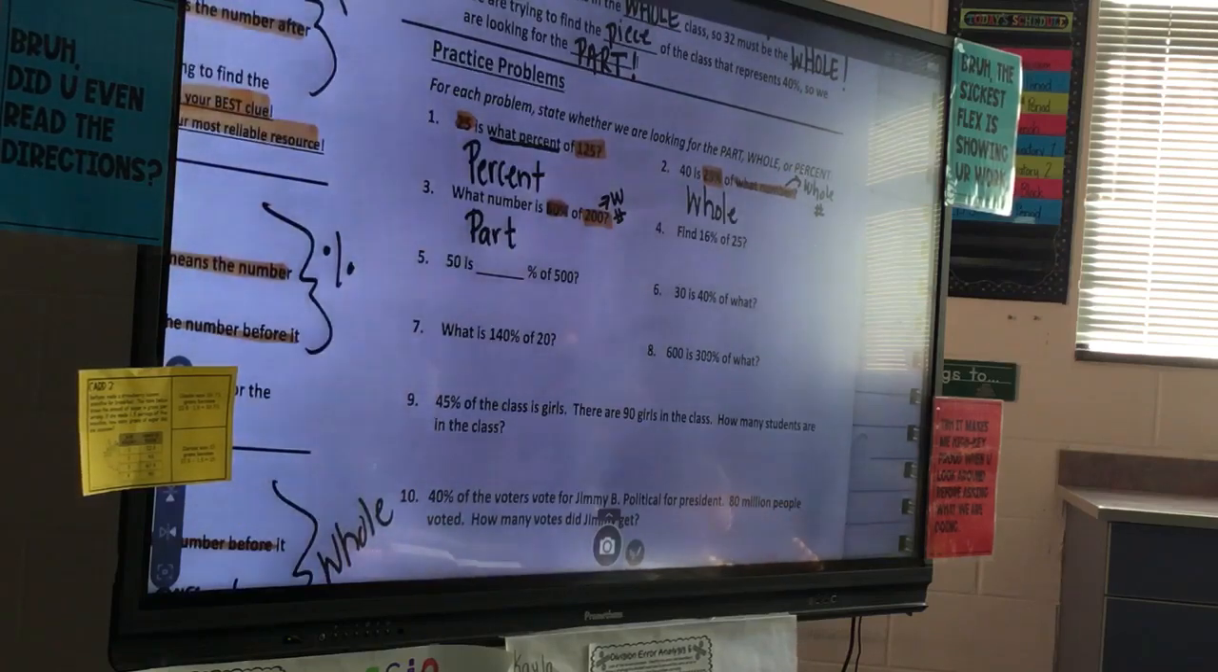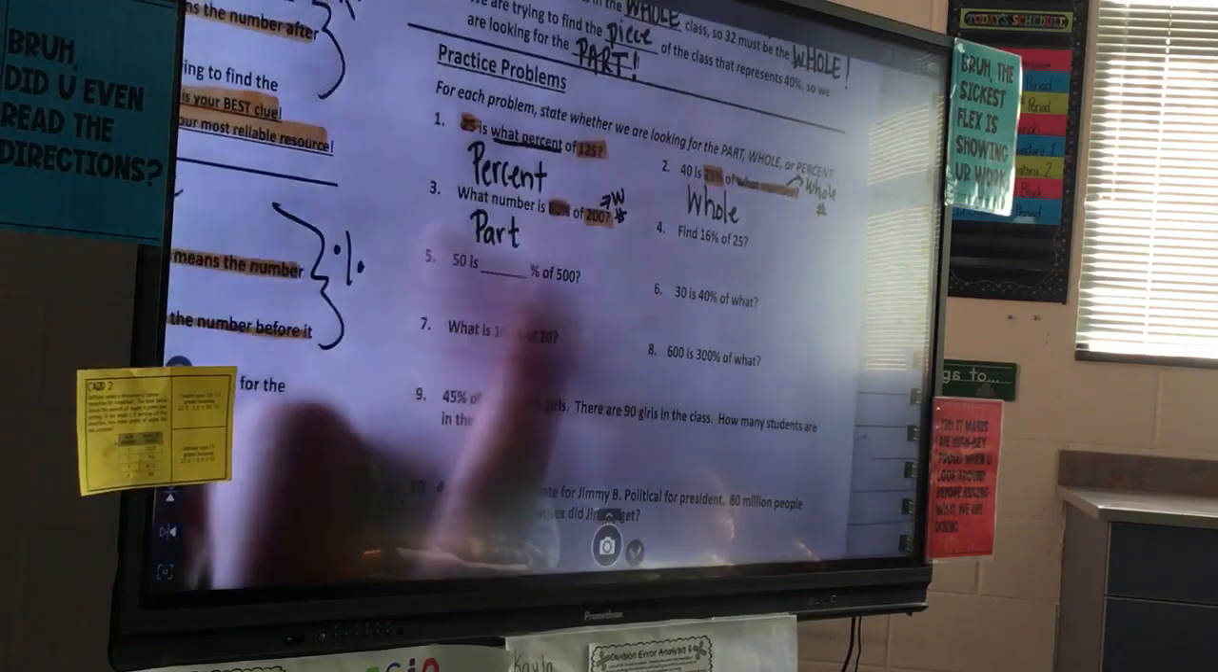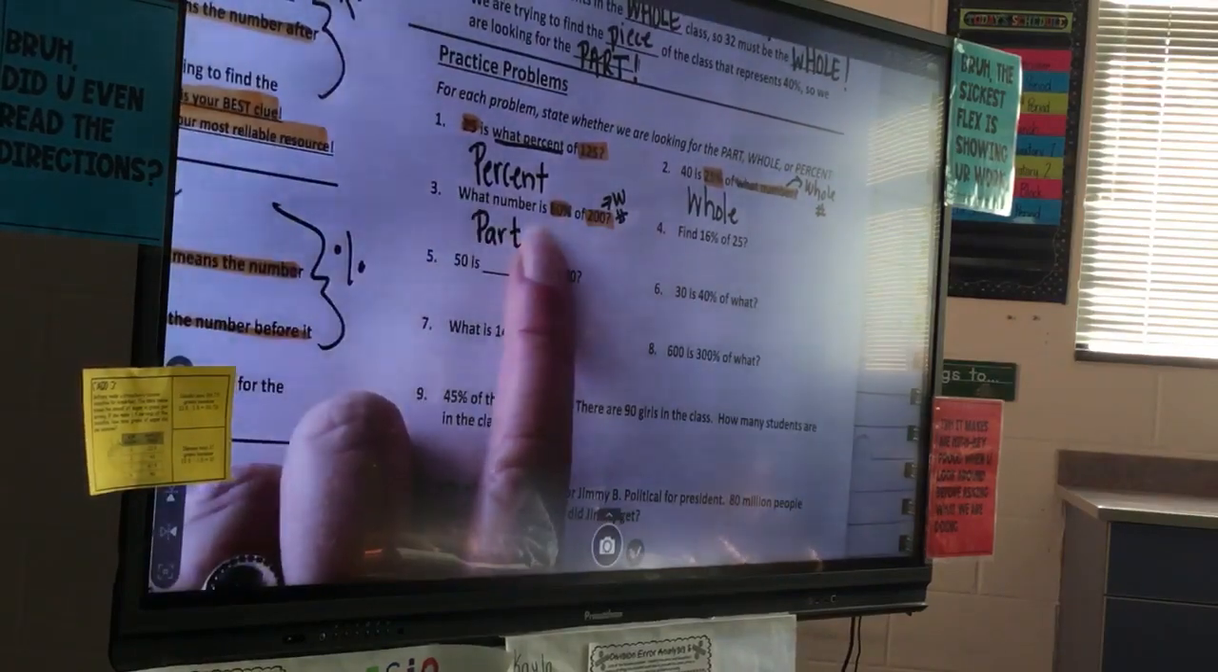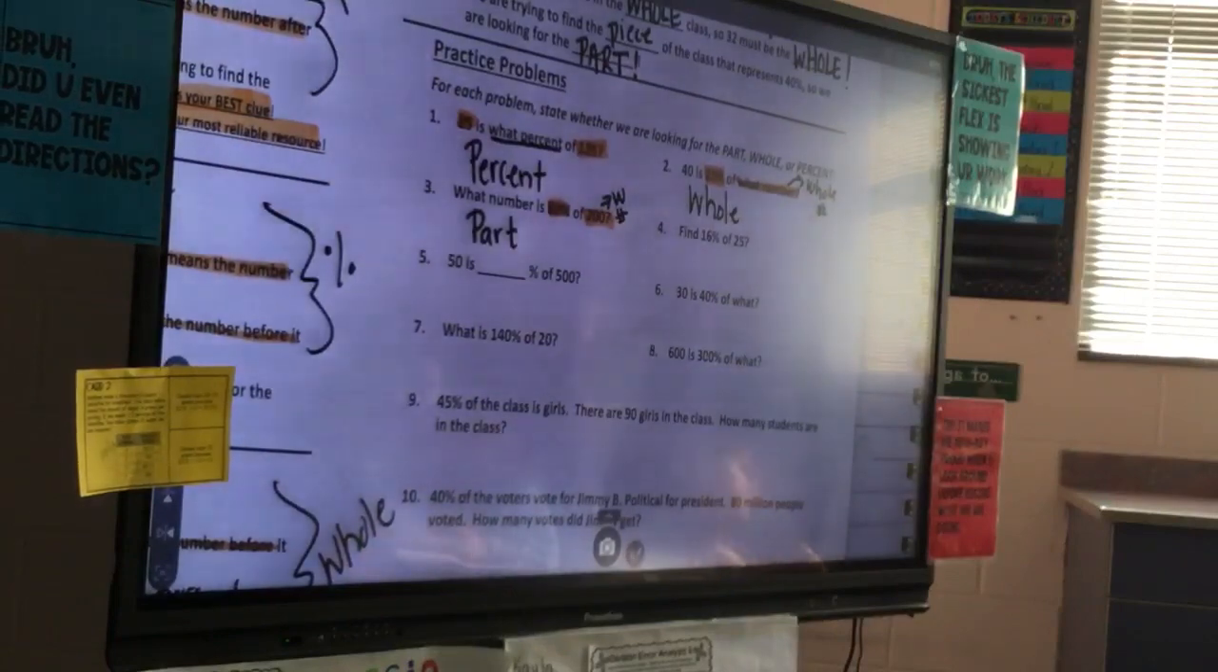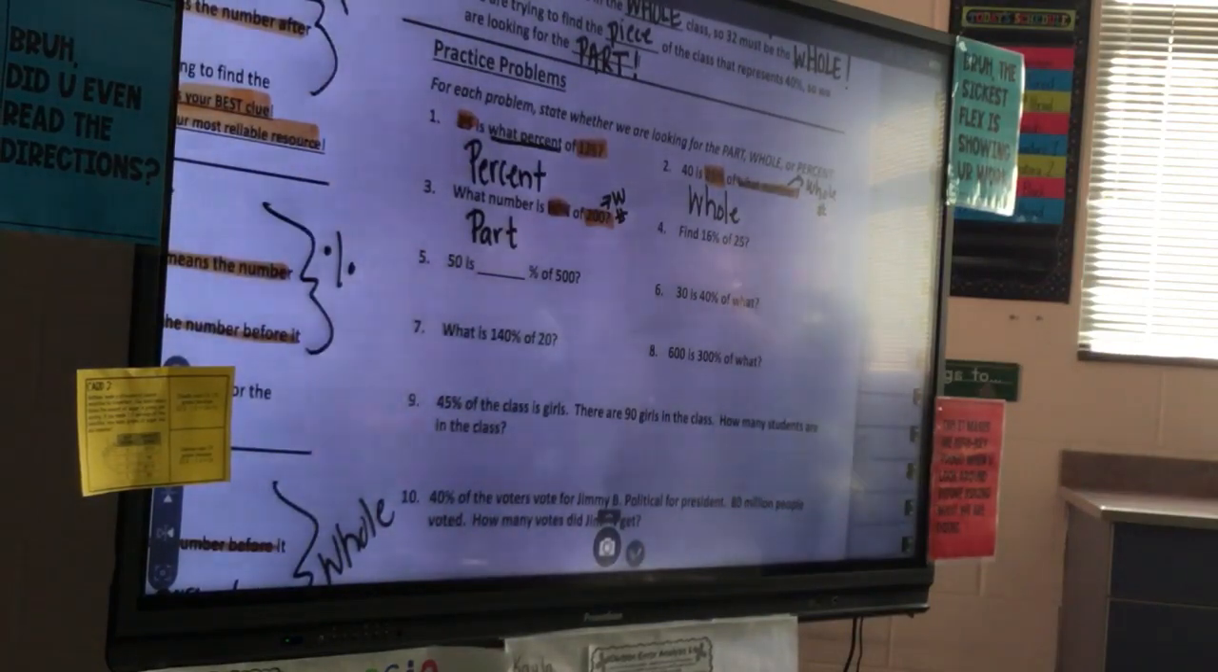Number 4, find 16% of 25. So based off of this one, can we maybe think the same for the other one? Yes. Okay, let's talk about it. Stand up if you picked part. Number 4. Stand up if you picked part, or if you didn't pick part, but based off of number 3, you're now changing your answer to part.